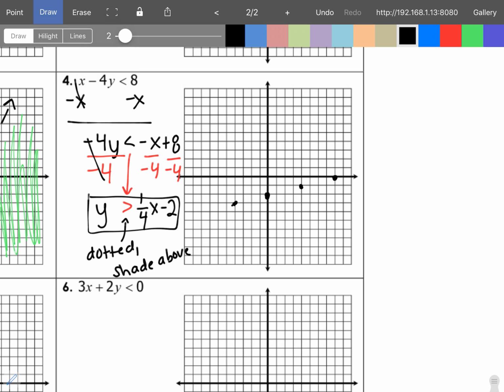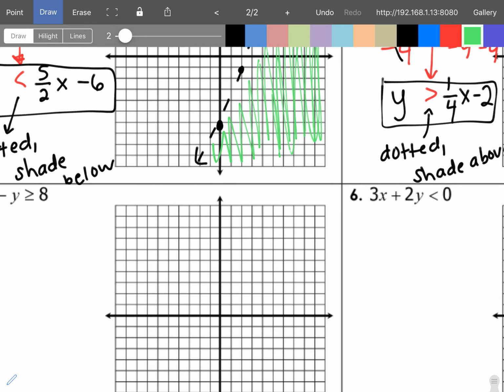Okay, so let's draw this dotted again. Make sure it's obvious that it's dotted too, okay? Don't try to make it kind of a half solid, half dashed line, because I'm not going to give you credit for that. So make sure you know which one you're talking about.